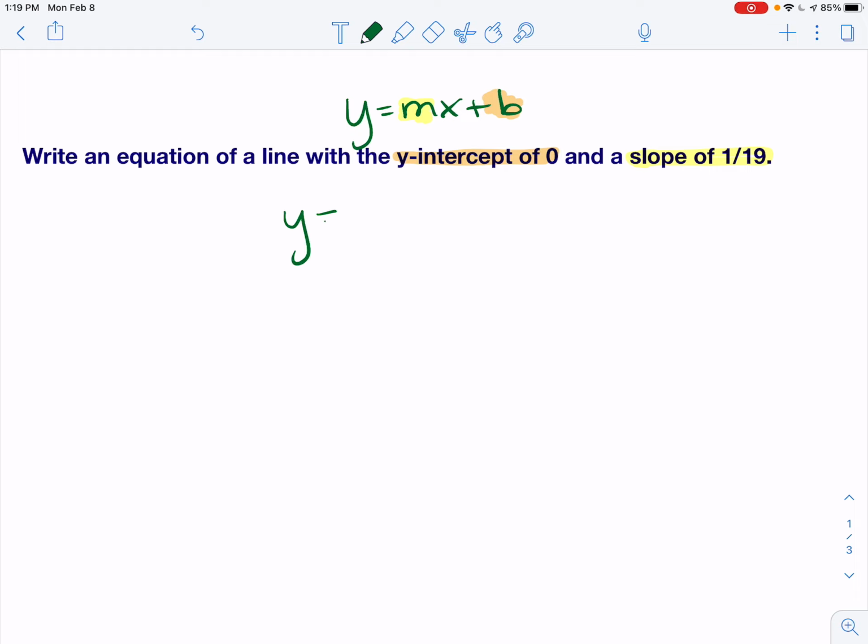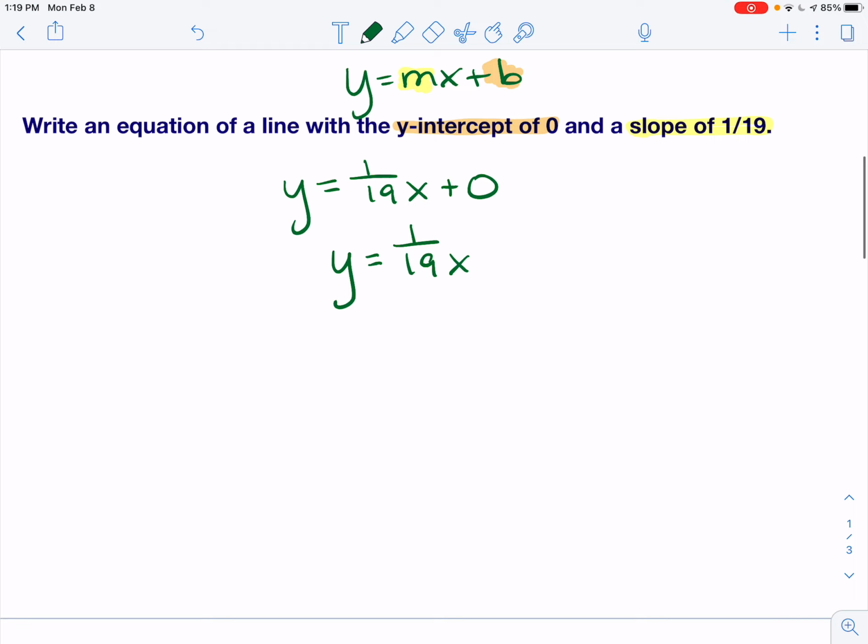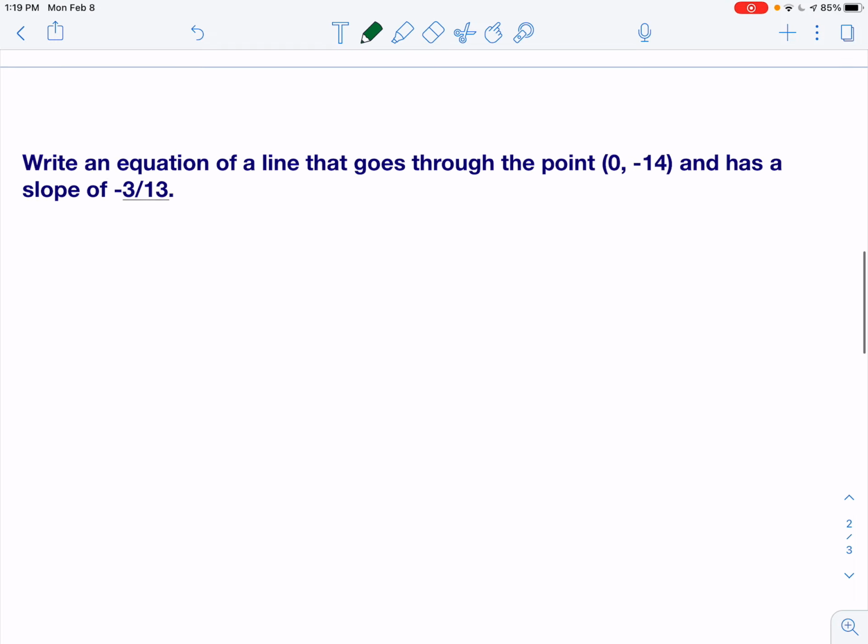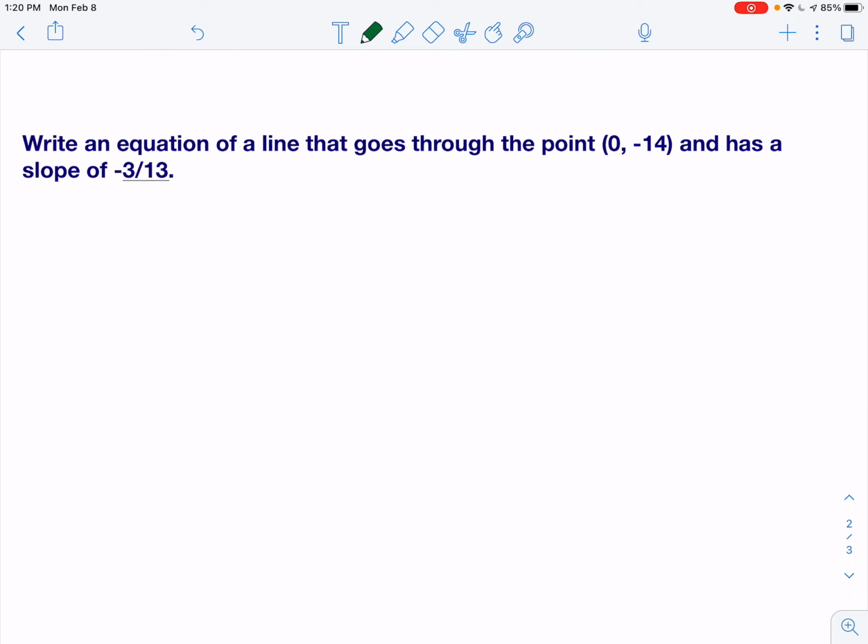So I'm going to say y equals 1 over 19x, there's my slope, plus b, which would be plus 0. Now, if your y-intercept is 0, you don't even need to write it. We could just say y equals 1 over 19x. All right, moving on to our third example. Again, same concept. We're going to use y equals mx plus b as our guide.